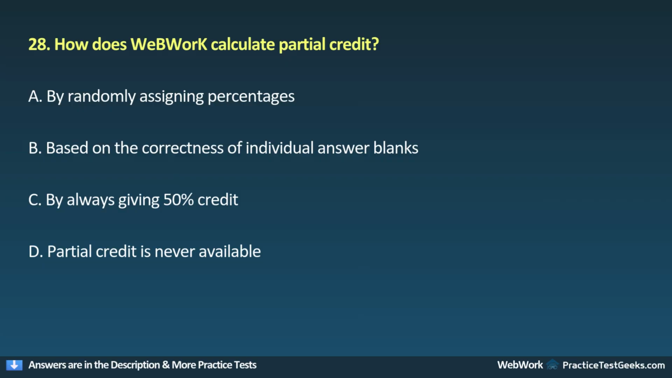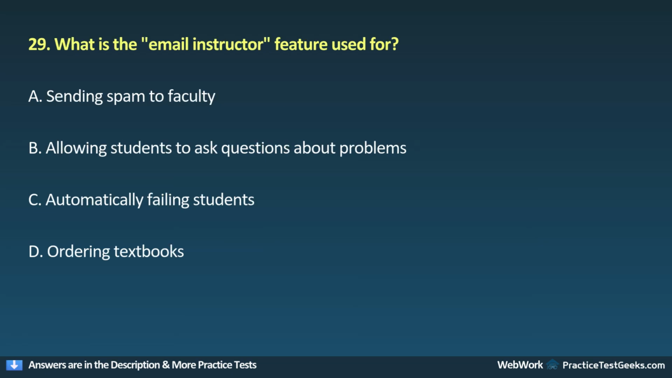28. How does WeBWorK calculate partial credit? A. By randomly assigning percentages. B. Based on the correctness of individual answer blanks. C. By always giving 50% credit. D. Partial credit is never available.